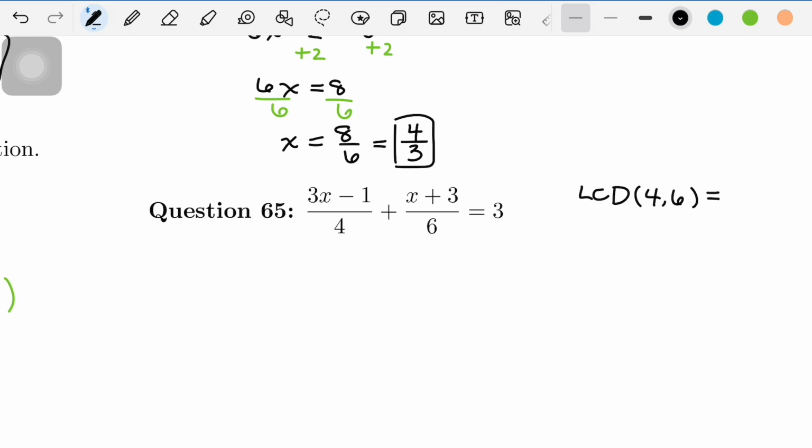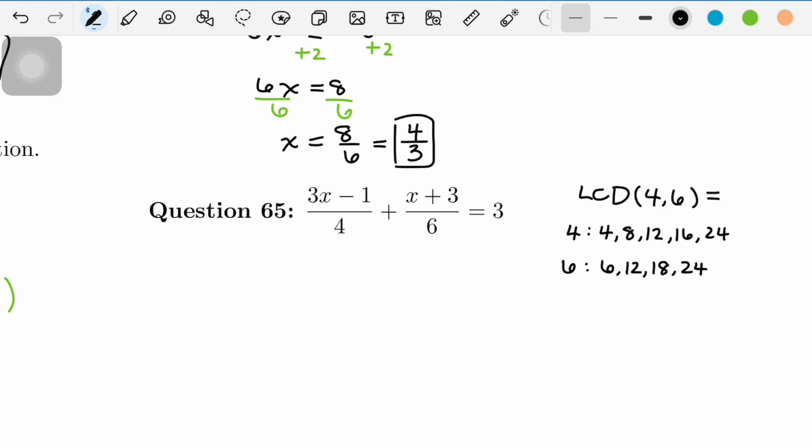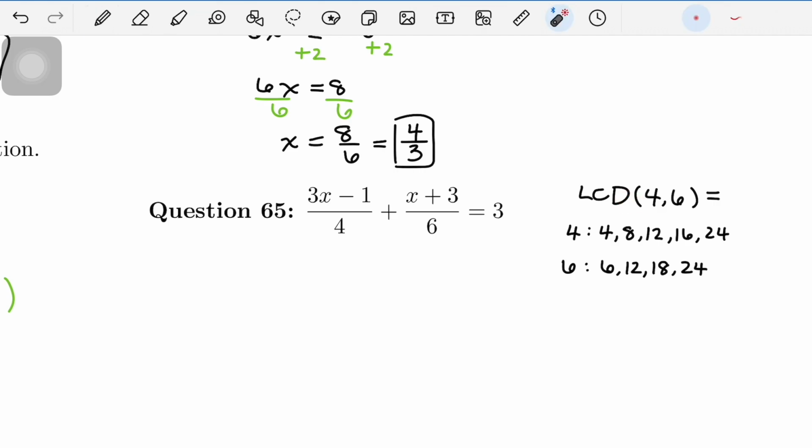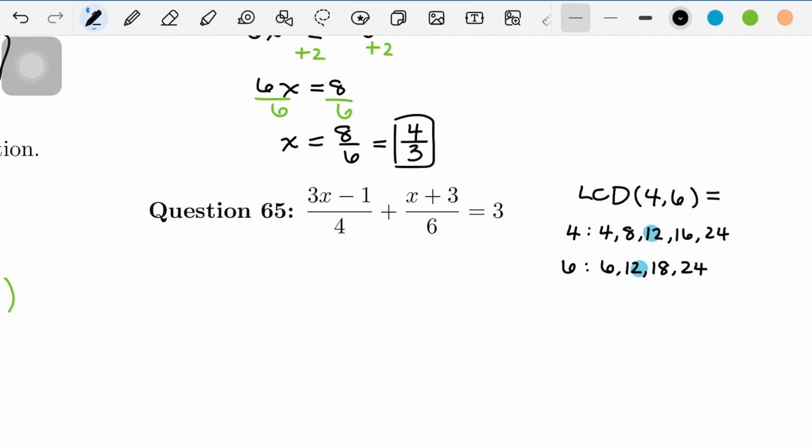We can find the least common denominator of these two numbers, 4 and 6, by just listing out their multiples. So the multiples of 4 are going to be 4, 8, 12, 16, 24, and so on. And multiples of 6 are going to be 6, 12, 18, 24, and so on. So the least common denominator is going to be the smallest multiple that these guys have in common. And just looking at that, we can see that that's going to be 12. So the least common denominator for 4 and 6 is going to be 12.